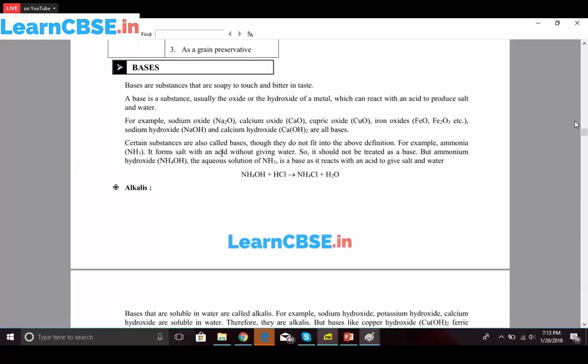Certain substances are also called bases, but they do not fit into the above definition. A very good example is ammonia. It's a weak base. It does not contain any OH minus ions, and it also does not contain any metal. It's made up of only the non-metals nitrogen and hydrogen, NH3. But it forms a salt with acid without giving water. So it should not be treated as a base, but ammonium hydroxide, the aqueous solution of NH3, is.